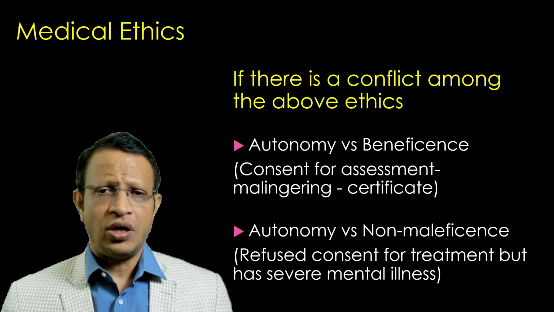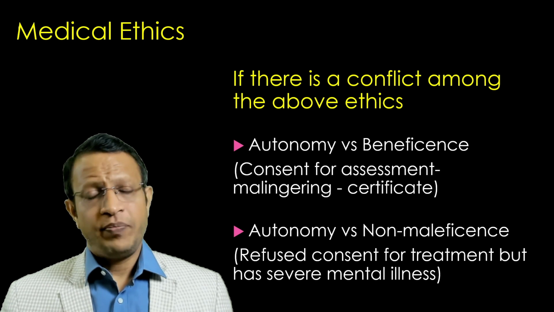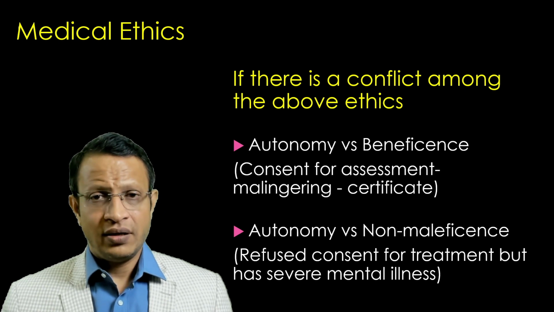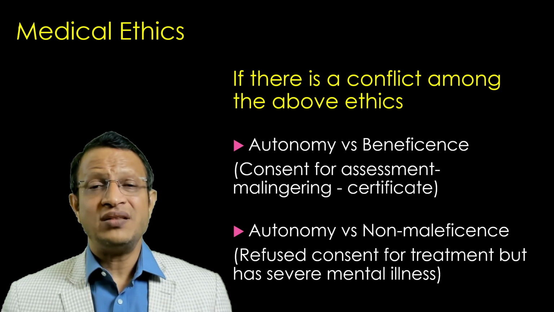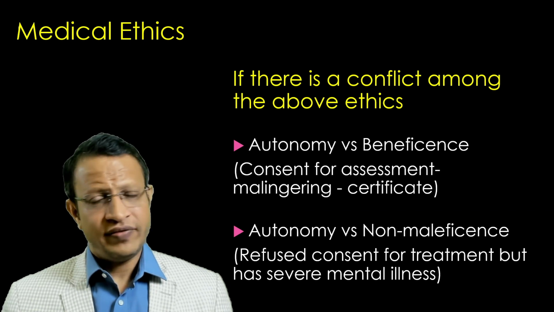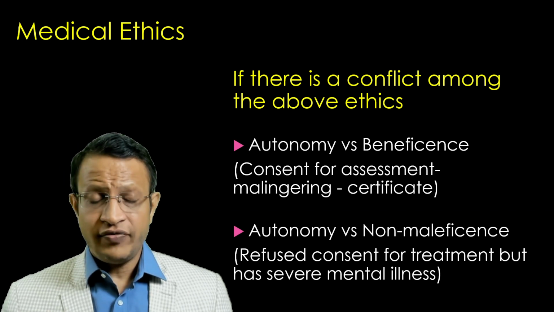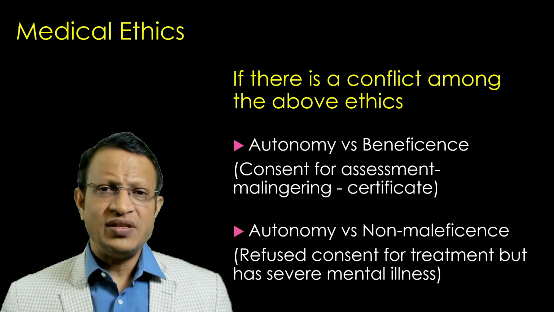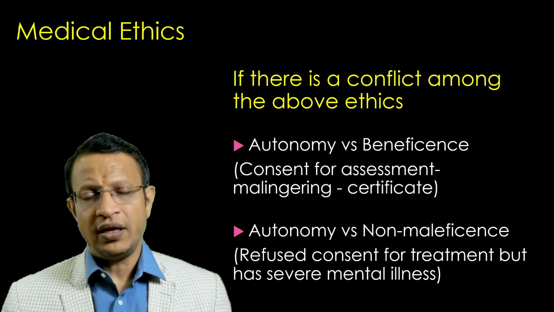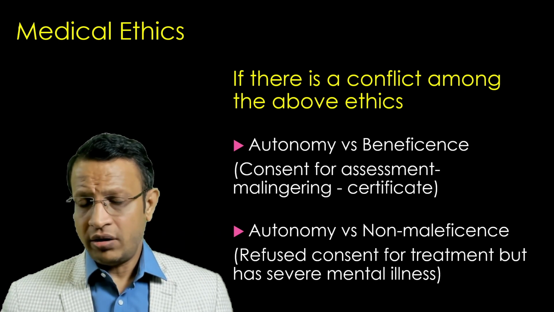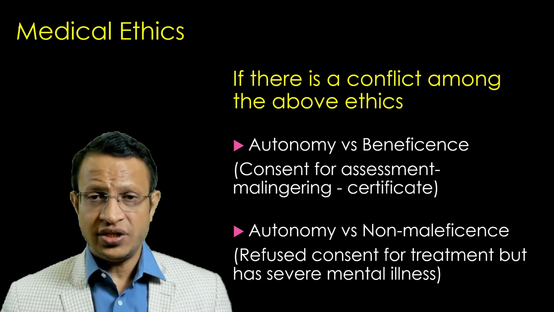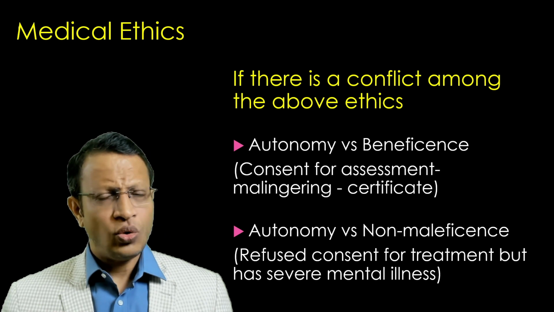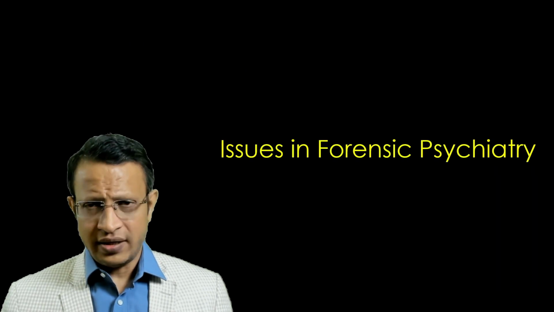Moving to autonomy versus non-maleficence. Here, if a person with mental illness has committed a crime and he has been referred here for his abnormal behavior, he has capacity but he is refusing to give consent for treatment. But he has severe mental illness. There is a possibility he may harm himself or others. Now the question is whether you respect autonomy or you say non-maleficence, I will treat him against his wish and will. By taking the consent, or if he does not give consent, I will take the consent of the judiciary or else the relevant correctional setting authorities. So these are some of the medical ethics conflicts which occur.